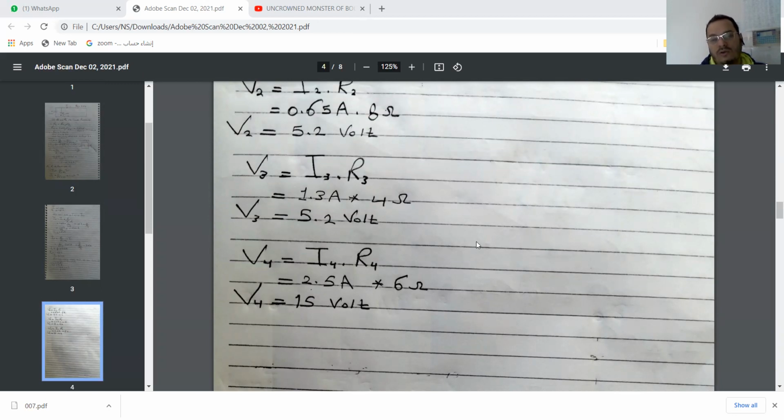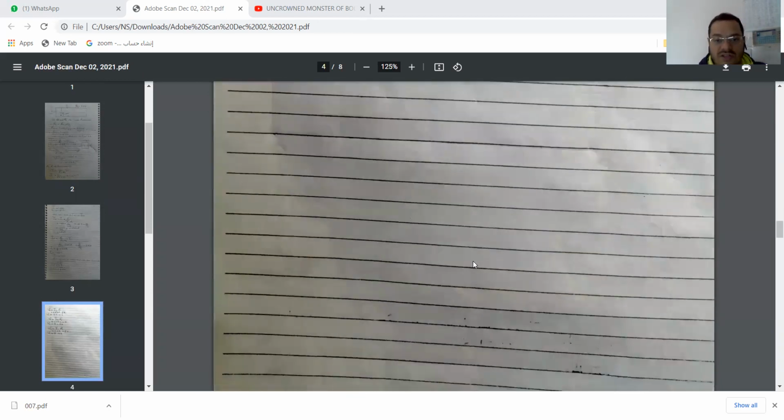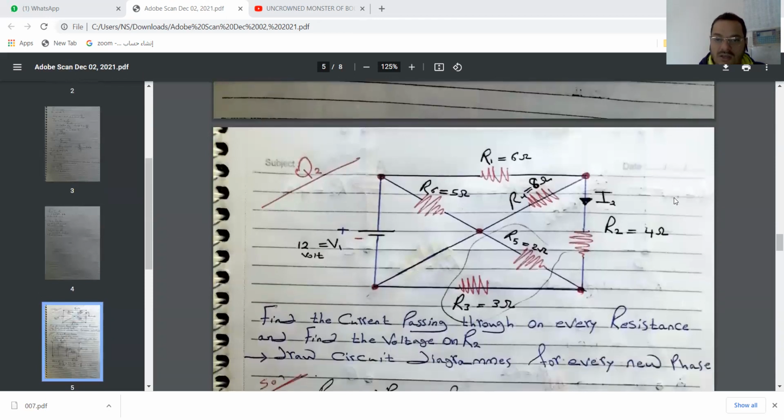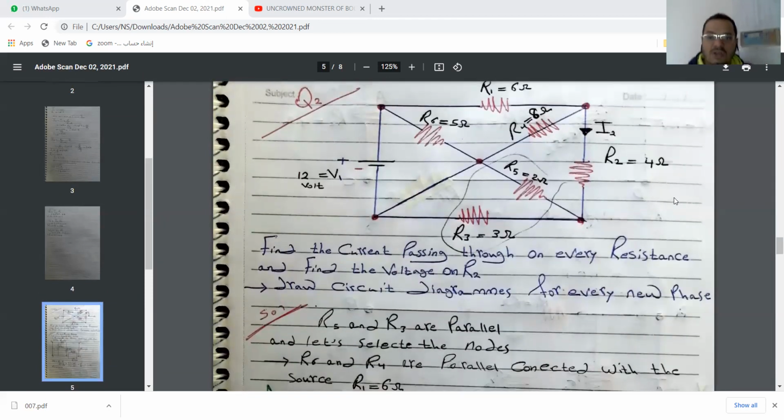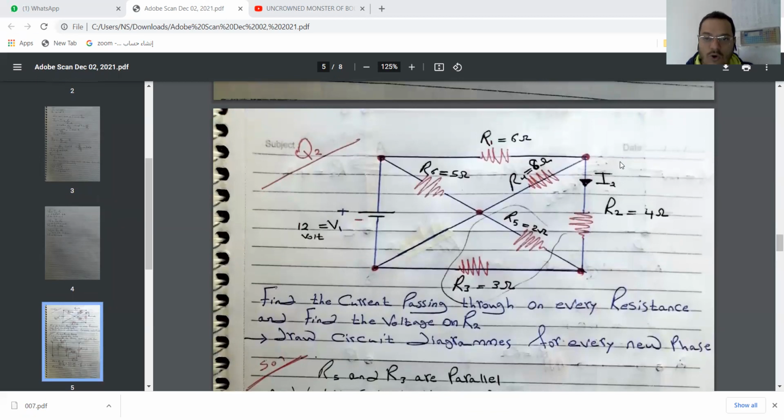And by using all of these results, we can calculate the power because the power equation is VI. Now let's go to the second question. Here we have the same situation. We have many resistances with different amounts.